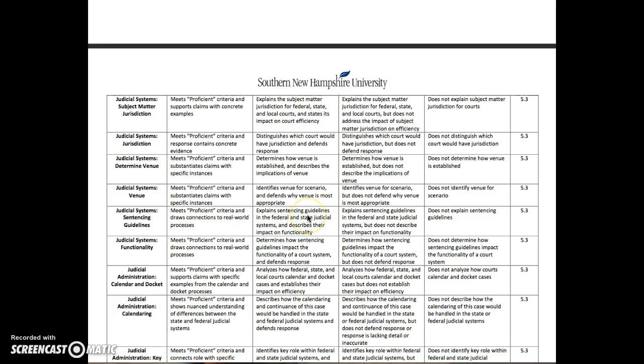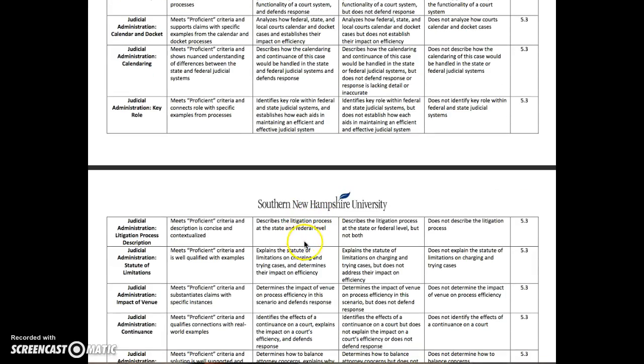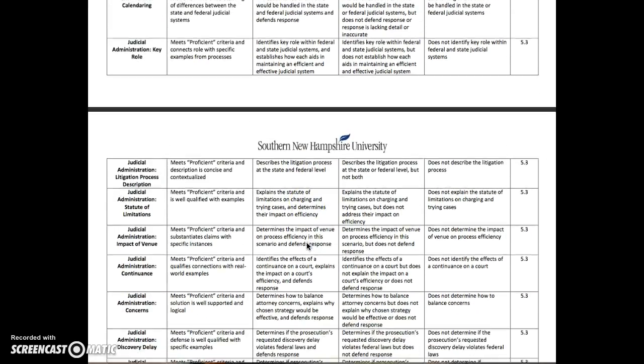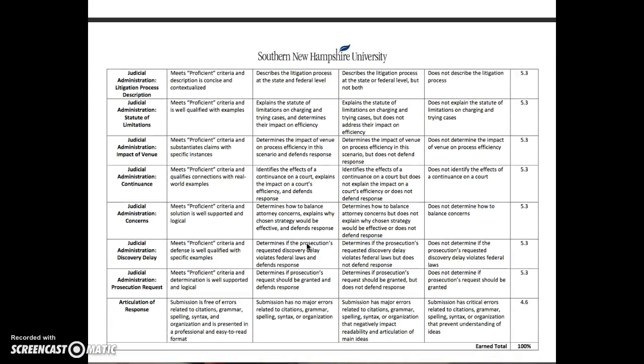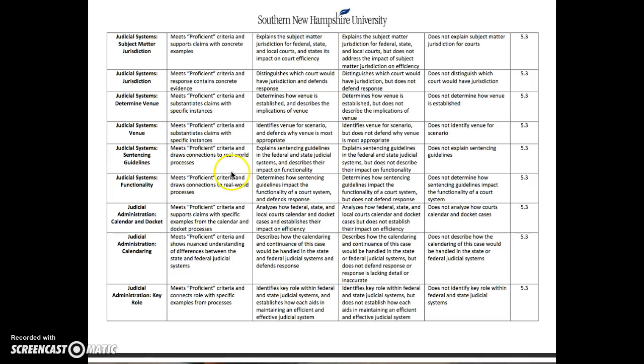Let me check real quick here, make sure we don't address that later on down the line here. Let's see here. No. Okay, so let's get back up here to sentencing guidelines.